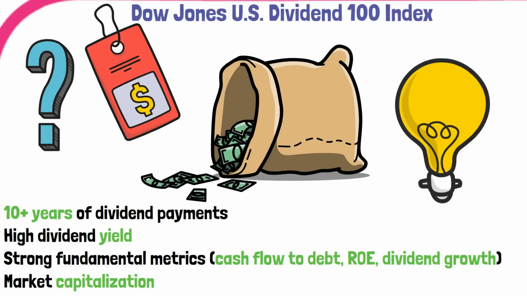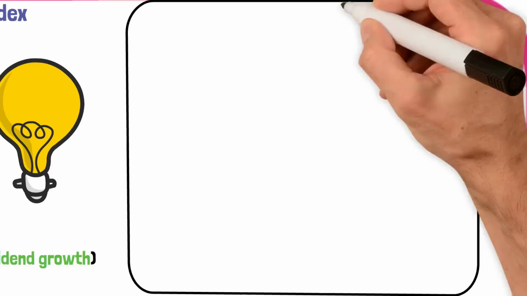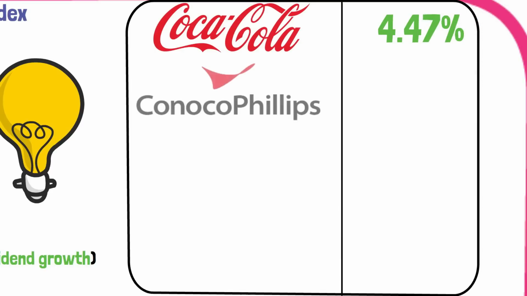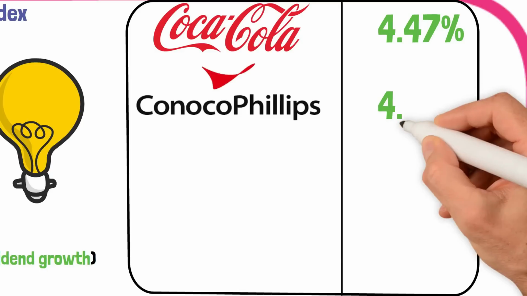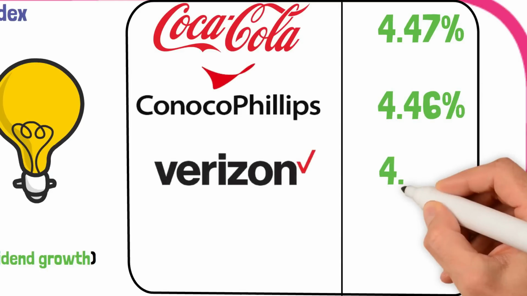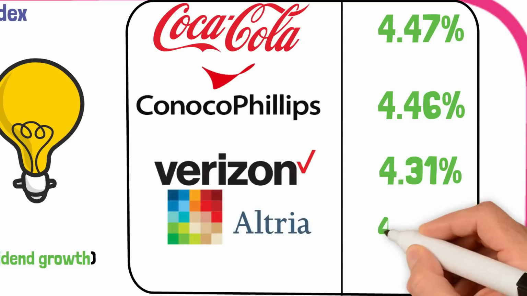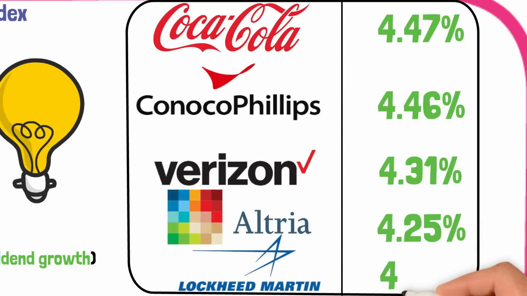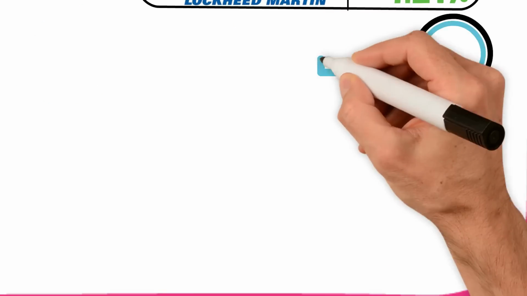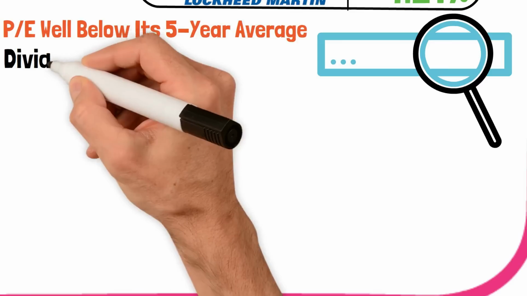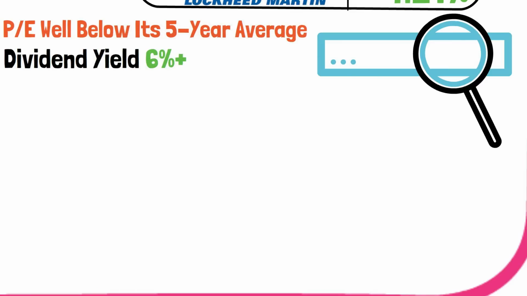That's our opportunity. Looking at SCHD's current top holdings: Coca-Cola, KO, 4.47%; ConocoPhillips, COP, 4.46%; Verizon, VZ, 4.31%; Altria Group, MO, 4.25%; Lockheed Martin, LMT, 4.21%. Analyzing through a valuation lens, Verizon stands out with a forward PE well below its 5-year average and a 6% plus dividend yield, making it potentially undervalued within SCHD's top holdings.